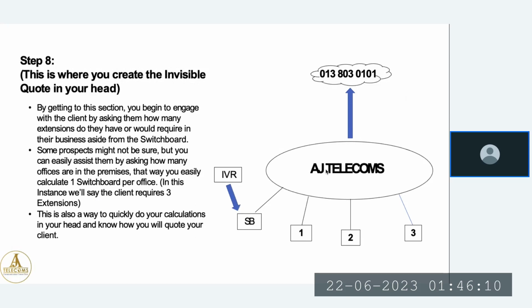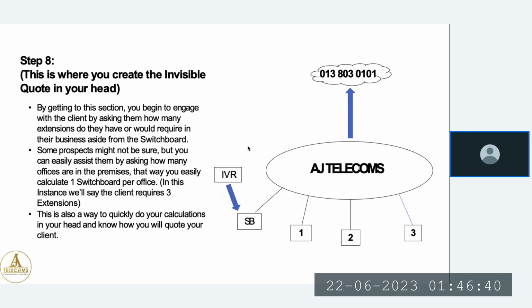So this is also a way to quickly do your calculations in your head and know how you will quote your client. So again, let us revert. Step 1, you write the name of the company. Step 2, circle the name of the company. Step 3, number identifier. Step 4, porting of the number. Step 5, explain that the number will be on a cloud. Step 6, the switchboard, explain that we'll provide them with the switchboard. Step 7, explain the IVR, which is the auto voice recorder that we'll provide on the switchboard. And step 8 now, the extensions, how many extensions the client requires.